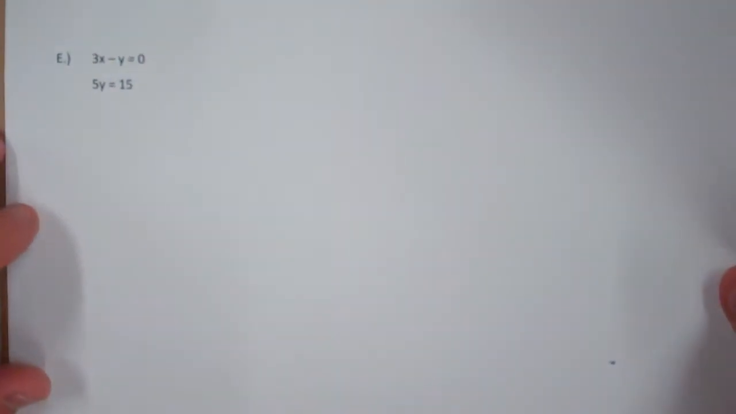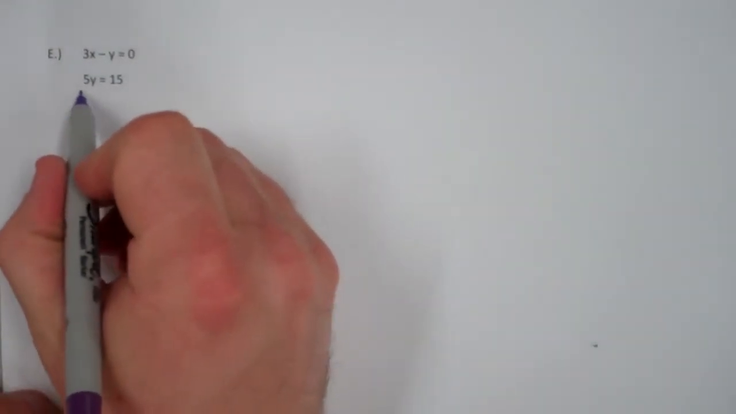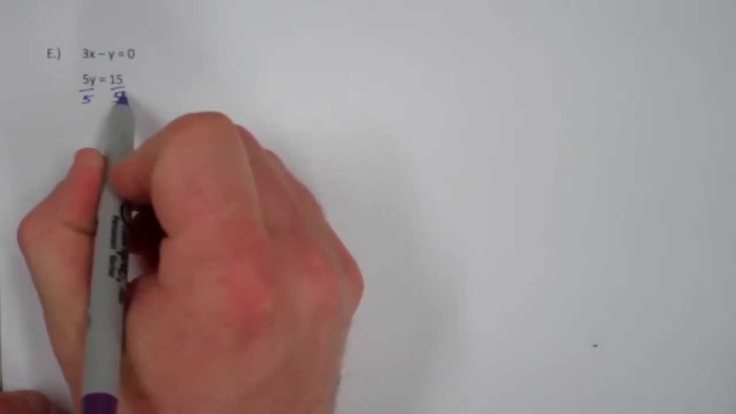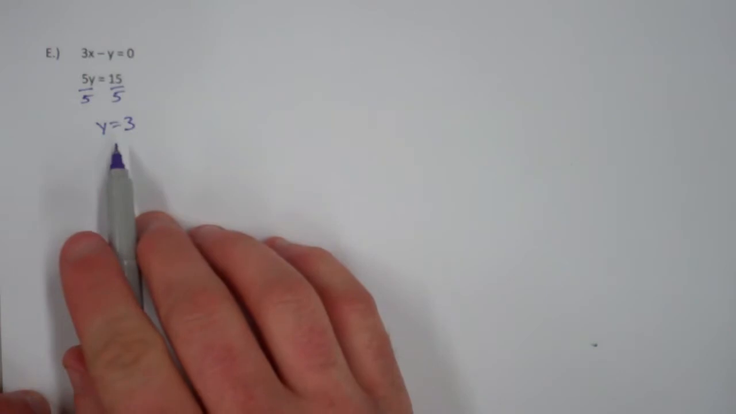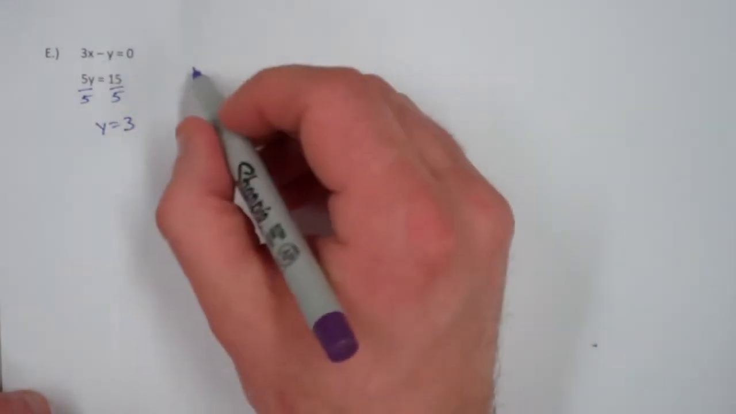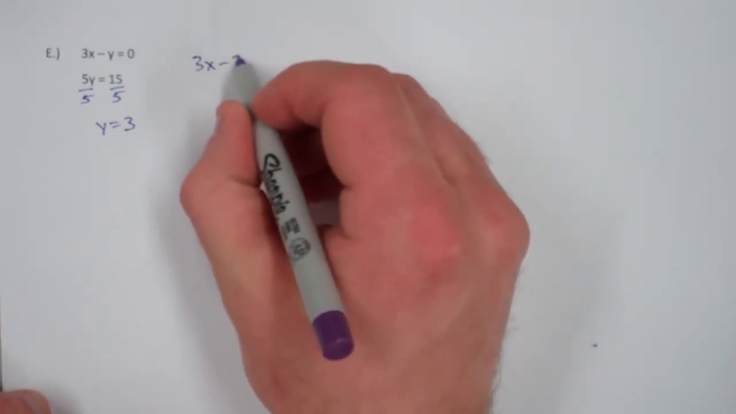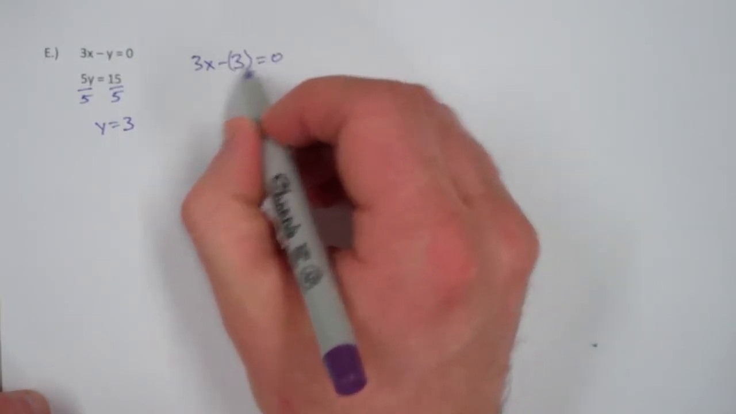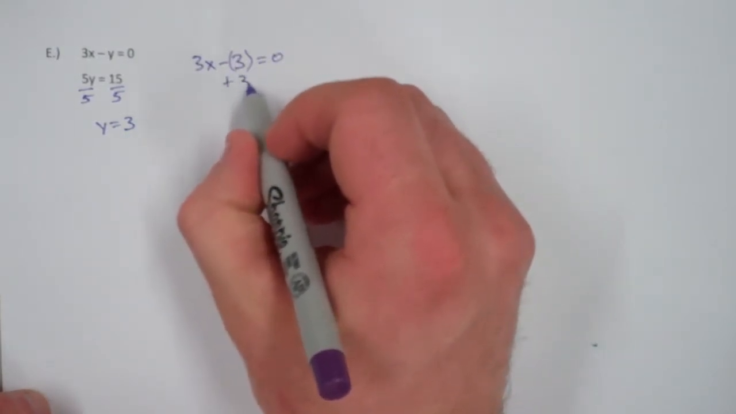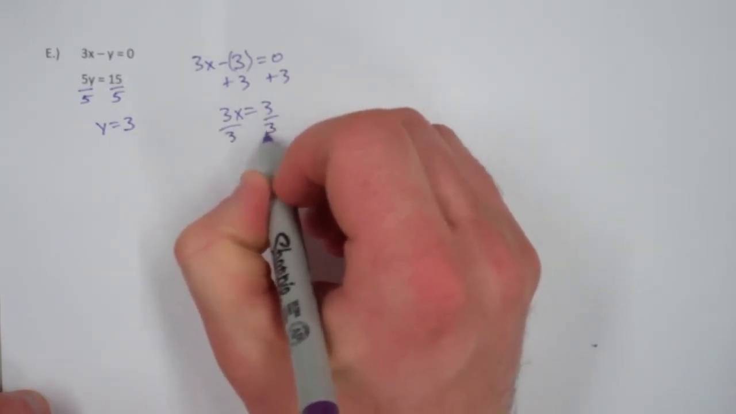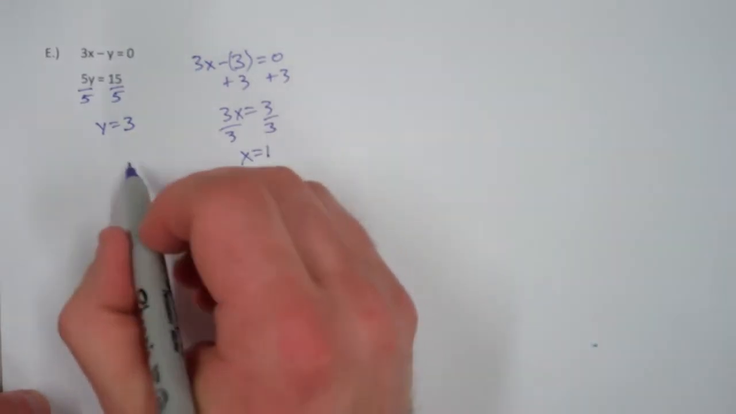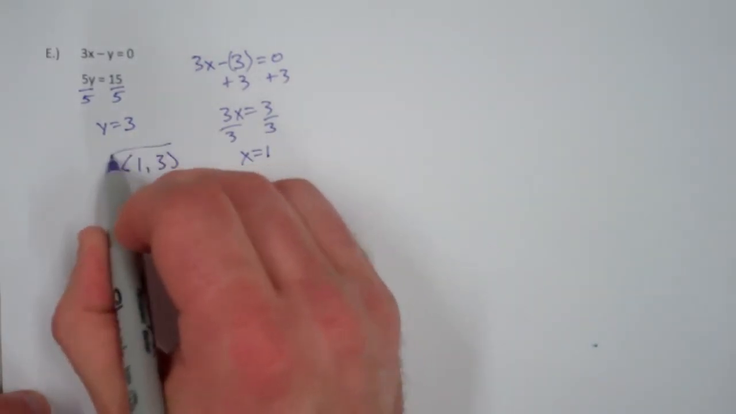Got part E. And part E, we need to do a little bit of work first, so we're going to divide this equation by 5. We've got y is equal to 3 there, so we actually solved this one pretty easily for y. We're going to take the y out here, and we're just going to substitute that 3 in. So we've got 3x minus 3, we'll add 3. 3x is equal to 3 divided by 3, and x will be 1. So the ordered pair that solves this is 1, 3.